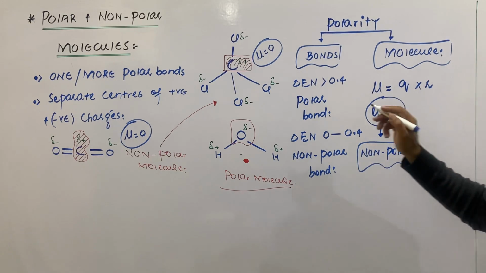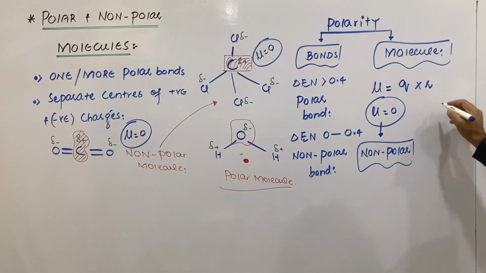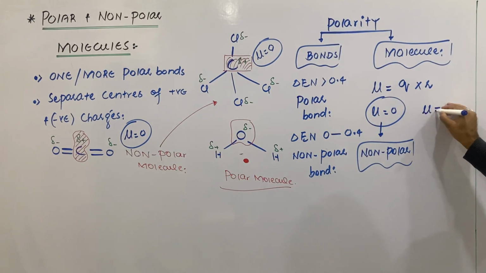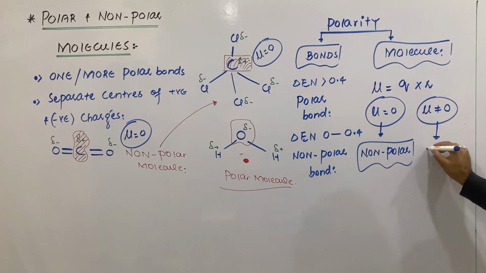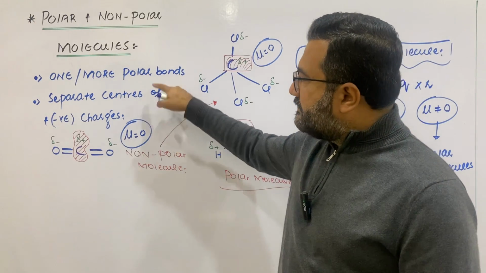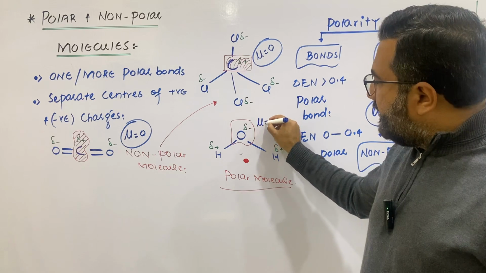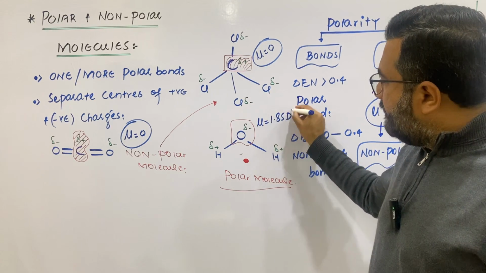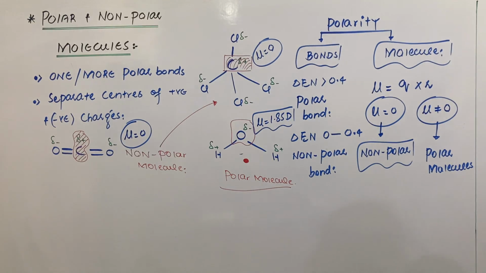But if a molecule fulfills both these conditions, then that will be considered as a polar molecule, and polar molecules have dipole moment greater than zero. And polar molecules have these two conditions fulfilled, just like water. The dipole moment of water is 1.85 D. D is a non-SI unit of the dipole moment. So now let us conclude the lecture.